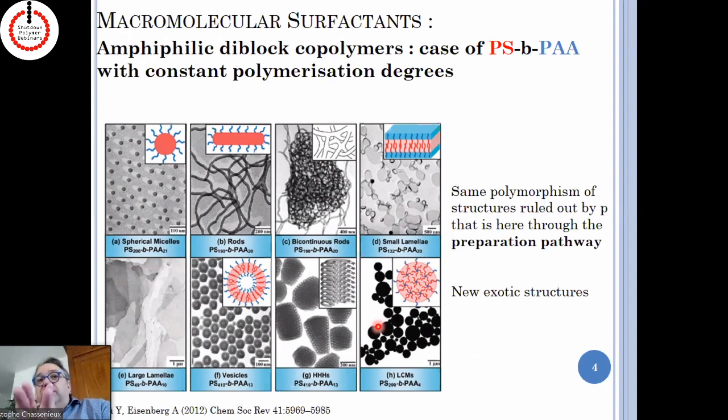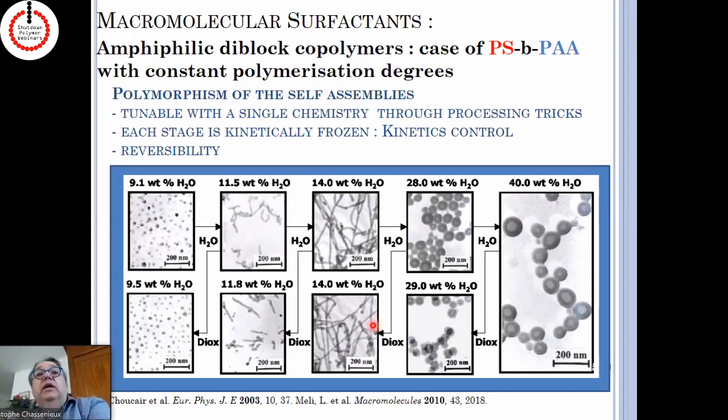And in order to achieve this different kind of self-assembly, you have to play with the procedure that you will use to disperse this block copolymer into water. So if I want to be more precise, here I use a block copolymer based on polystyrene and polyacrylic acid. I dissolve this block copolymer inside dioxane, and if I dissolve it inside dioxane, I have a solution of my block copolymer, and I will add some water drop by drop.